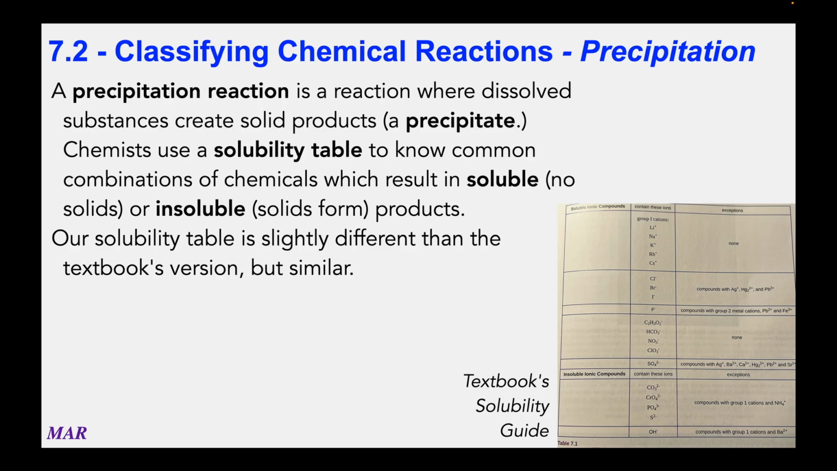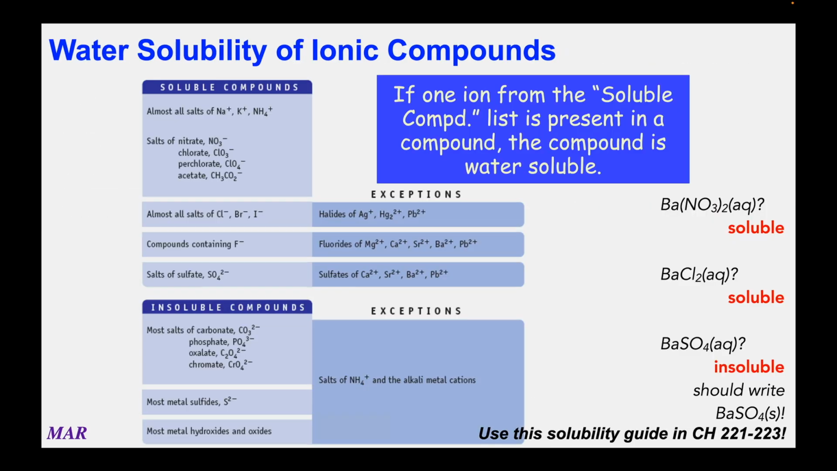Now, the textbook uses a solubility table that looks like the one in the picture, and that's okay. However, I would like you to use a different version, and I'll show that to you in just a second. For Chemistry 221 through Chemistry 223, this is the solubility table I'd like you to use. It's not too difficult to figure out if you spend a little bit of time on it.